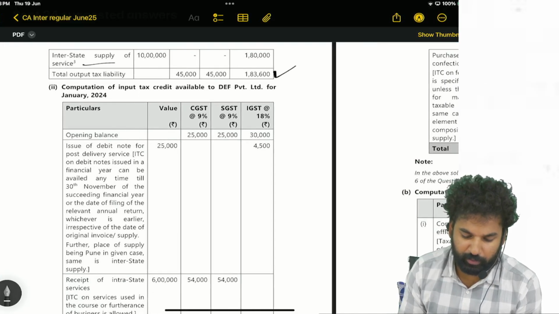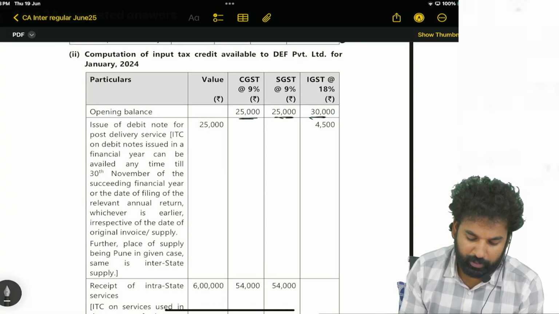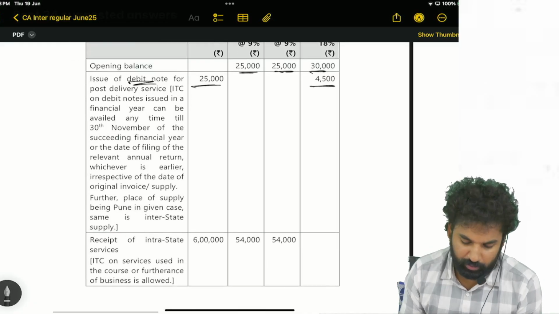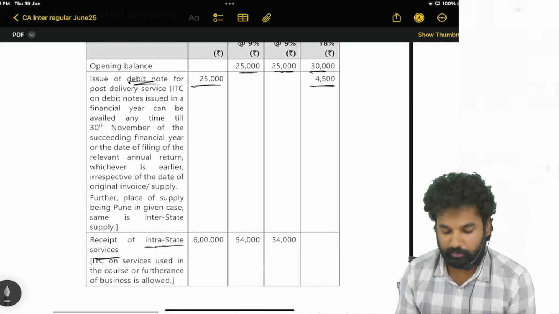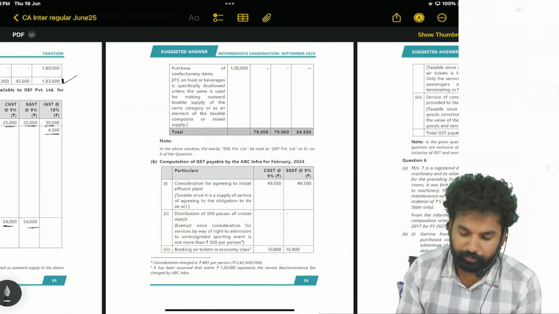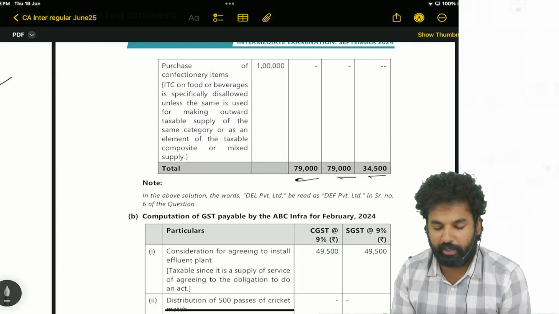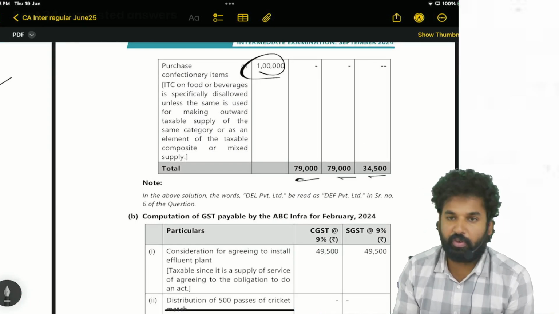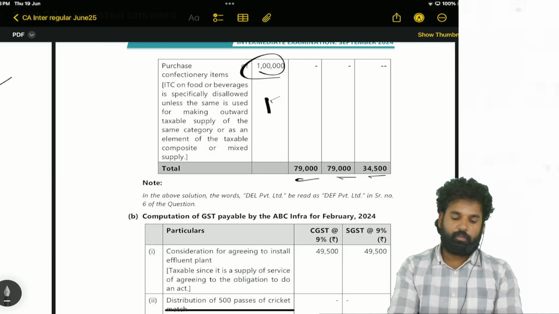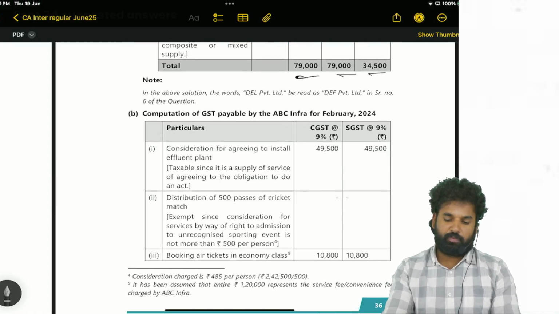Now in case of input tax credit, the opening balance is taken. Debit note 25,000 rupees, on that IGST is applicable. Next, intrastate services received for 6 lakhs, CGST, SGST will be coming. So total 79,34,500 IGST or input tax credit is there. Confectionery items 1 lakh purchased, but ITC is blocked. As per Section 17(5) it is blocked. So computation of GST, what is that?